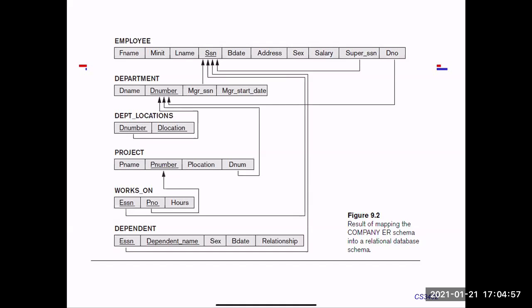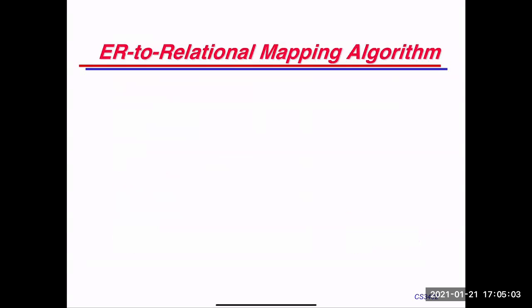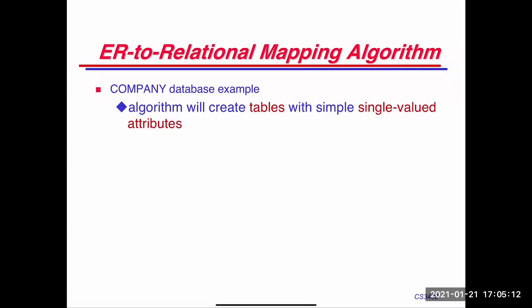So now let's talk about how we actually get this. And I will also explain, of course, what all these arrows here mean later on. Okay, so let's define that ER to relational mapping algorithm that makes this work. We're using the company database as a running example, and our algorithm will create tables or relations, right? The same thing, with simple single valued attributes.